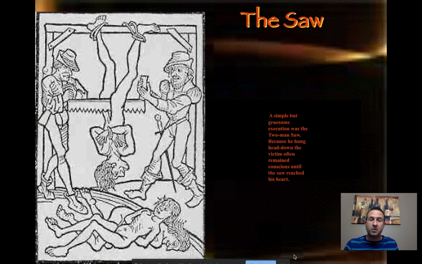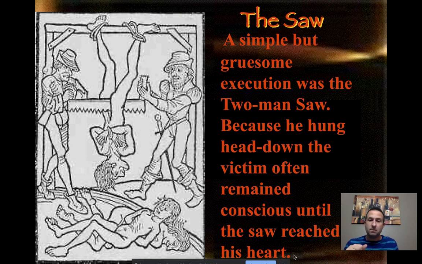The saw, of course. Hang the person upside down. Almost there. Almost there. Gotta get that heart. Come on, guys. There we go. So simple but gruesome torture. Use a two-man saw and work your way from the buttocks all the way to the heart. And of course, hanging upside down just makes it easier to do. I mean, there's no gravity issue as far as the person's weight, but pushing down, there's gravity for the people sawing.